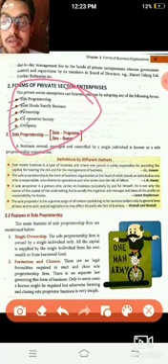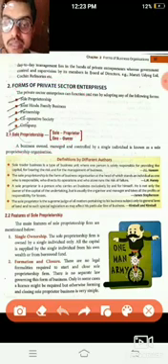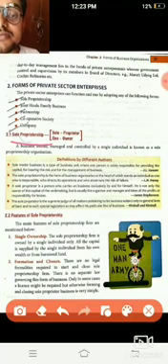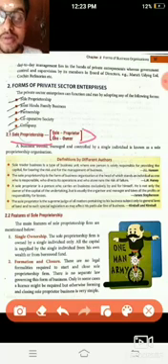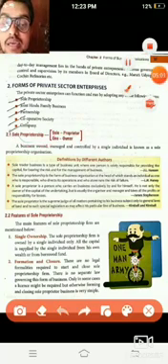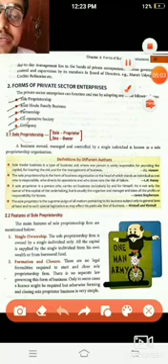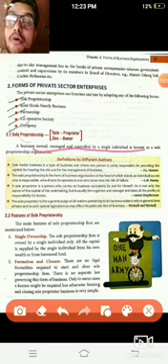The government doesn't play any role in its functioning, in its management or its control. The very first one is sole proprietorship. Sole means one and proprietor means owner. So these businesses are owned, managed and controlled by a single individual, one person.